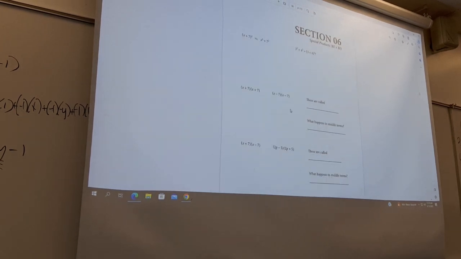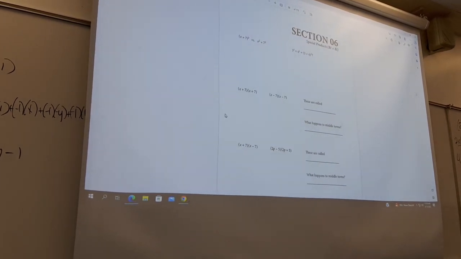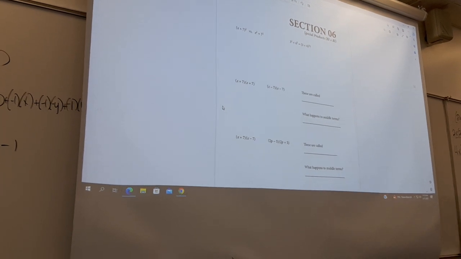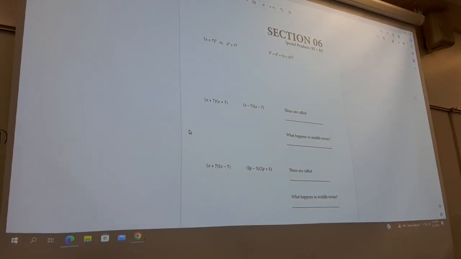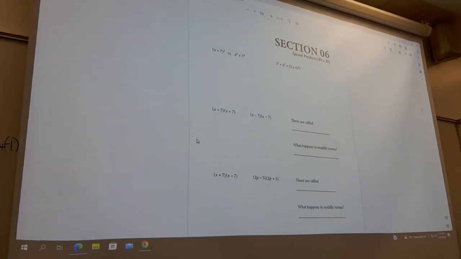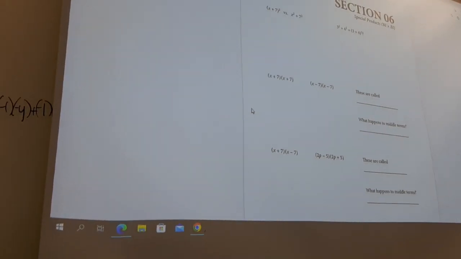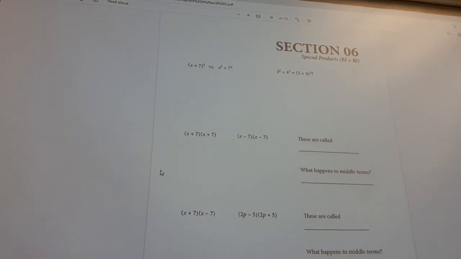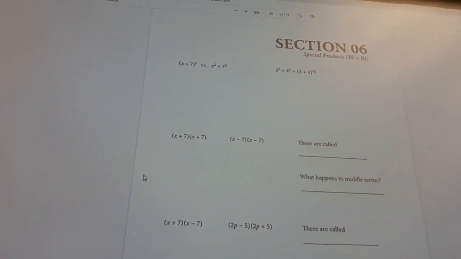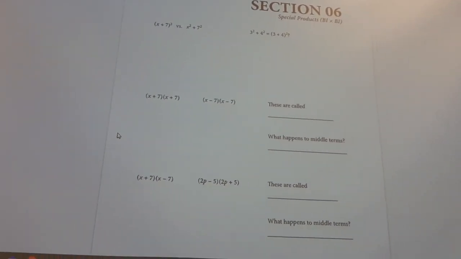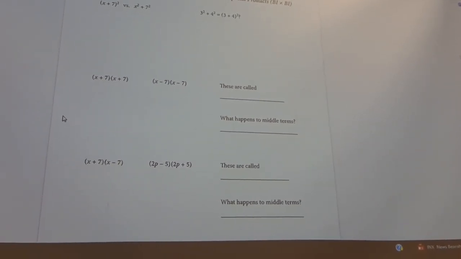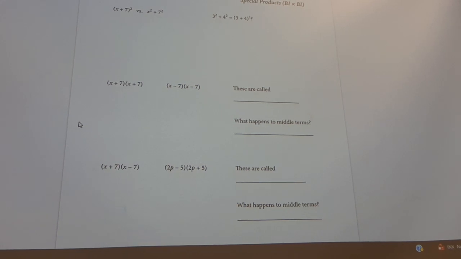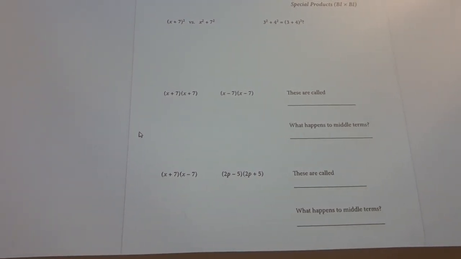Okay, section 6. So everything in section 6 is still a multiplication of polynomials, but it's the binomial times the binomial. But they're all kind of special scenarios. Grace, would you read the first problem to me? And by the way, guys, I'm going to take a few minutes to do this, so if you got to jam, just jam. Go ahead and read x plus 7. What do we got? Okay, x plus 7 squared.